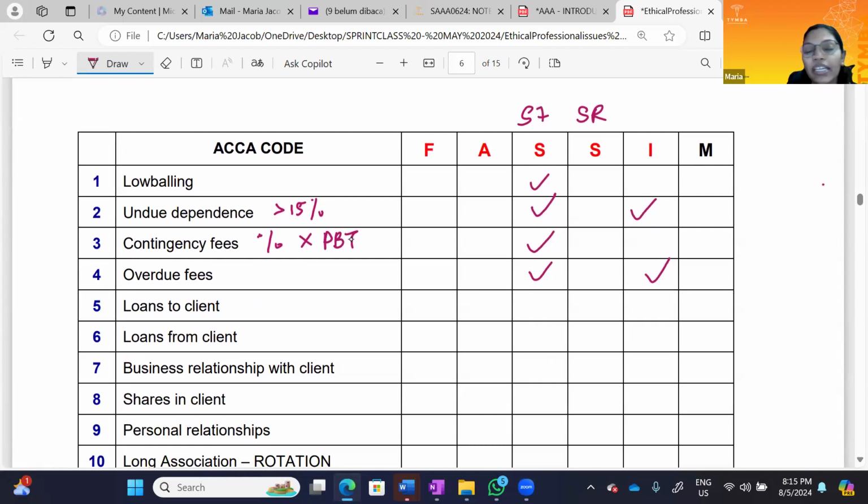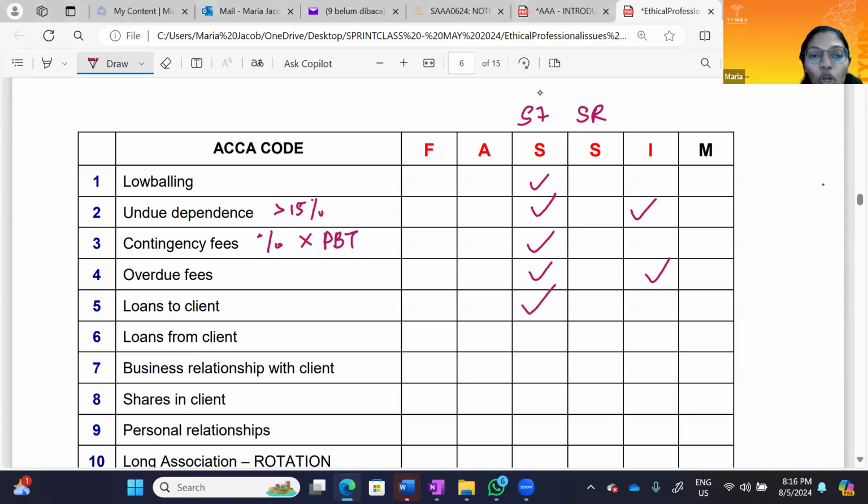Loan to client. Are we allowed to give a loan to a client? No, we can't give. If we give a loan to a client, what type of threat will it create? We might not modify the audit report in fear that they will not repay us back. So again, self-interest only.